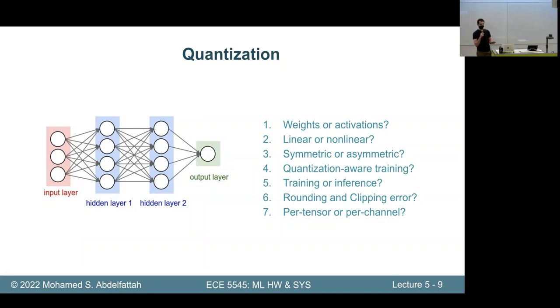So what about those? What kind of error do they induce? What is the trade-off there? And finally, what is the granularity of my quantization?